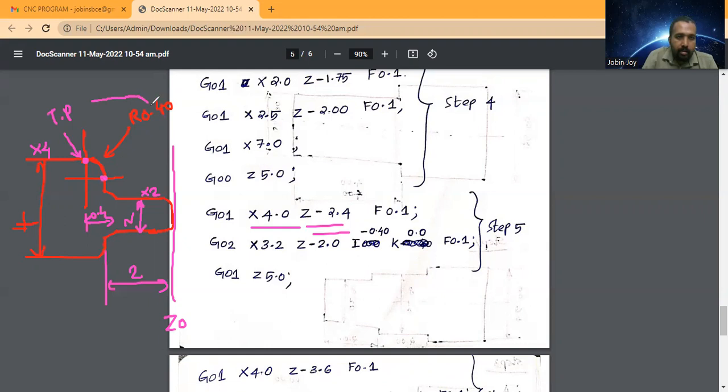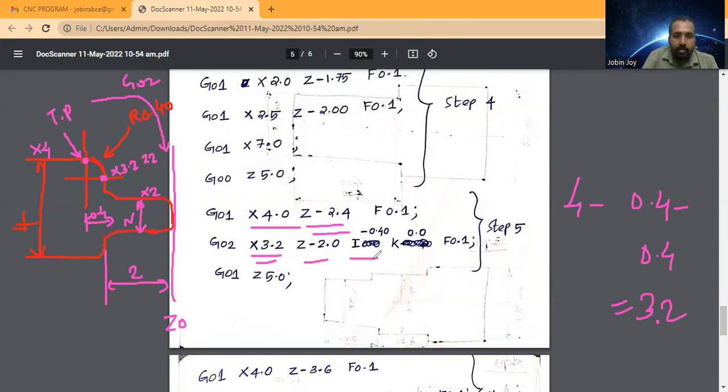The movement is circular interpolation, that is an arc. That means G02, in the clockwise direction. So G02, for this distance I have to take 4 minus 0.4 minus 0.4, so that is equal to 3.2. So I will enter this value 3.2, and the z is already given as 2. So this is X3.2 Z minus 2, to this point.